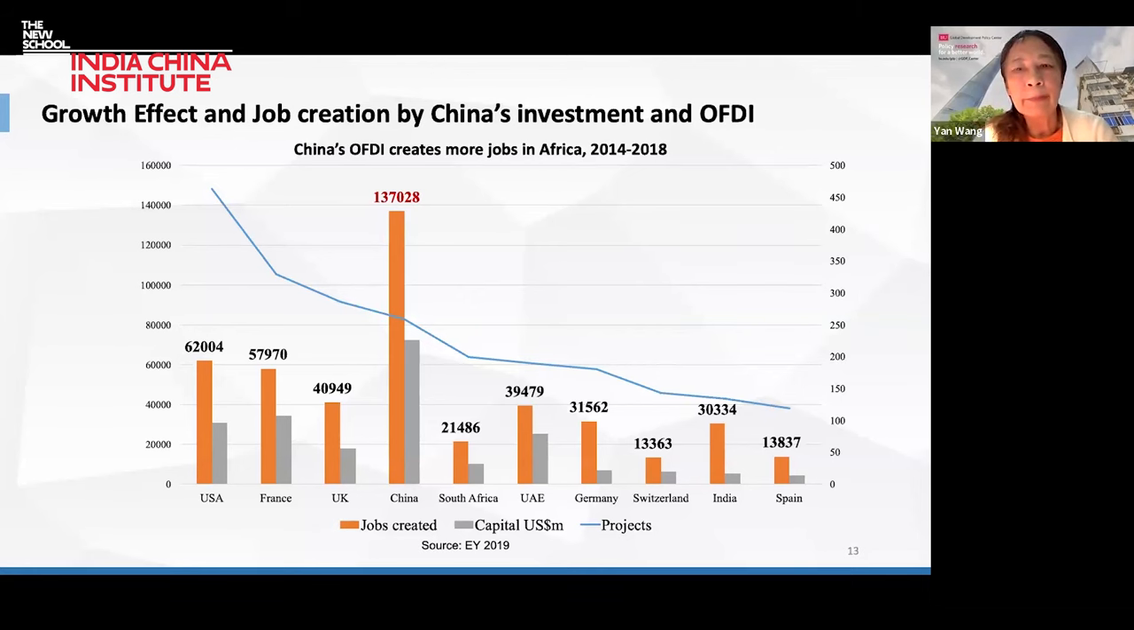In addition, Chinese overseas development finance, overseas direct investment, the private sector investment creates more jobs in Africa, according to the Ernst & Young study in 2019. So Chinese overseas FDI creates more jobs because they are more labor intensive.